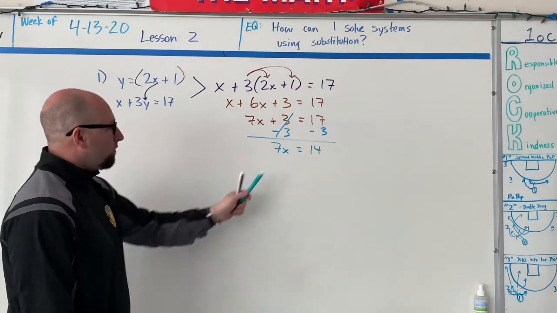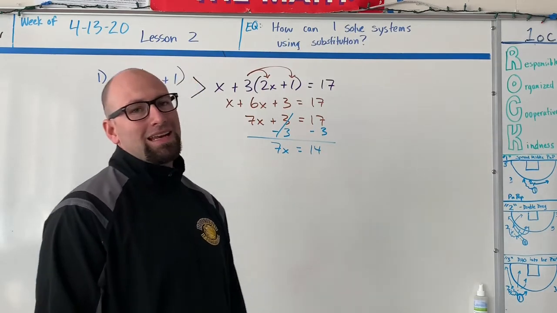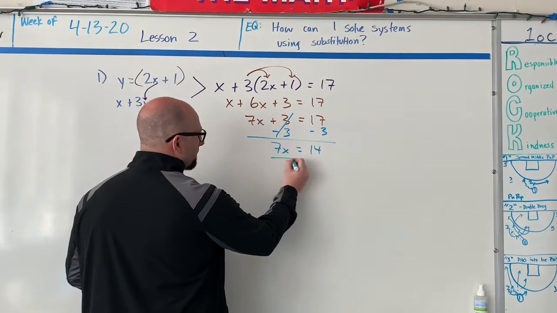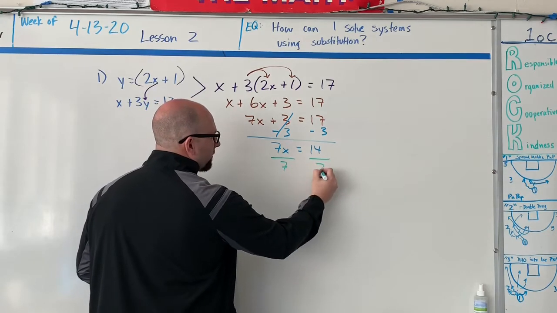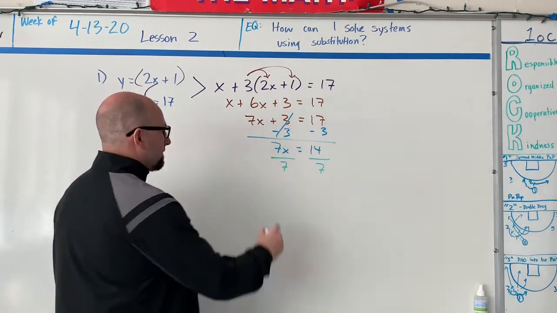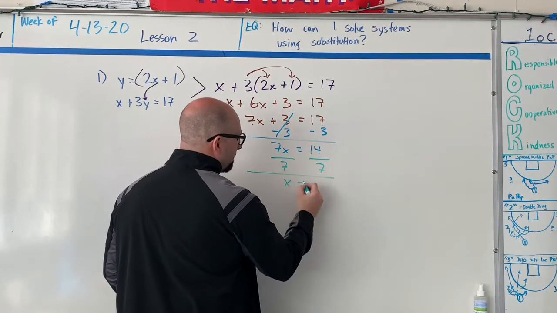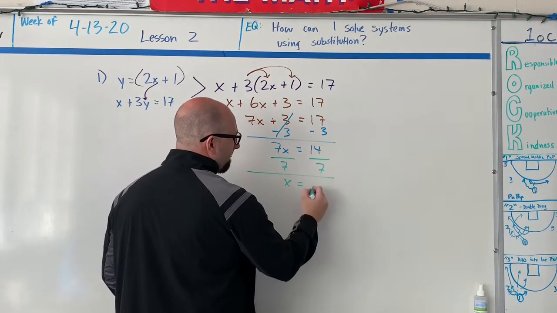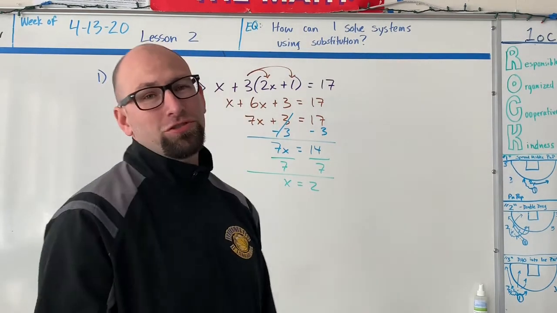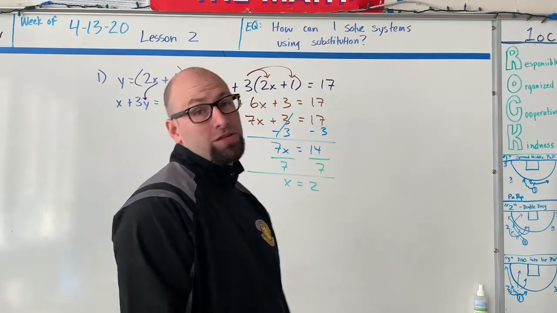Now we want to make that 1x instead of a 7x. So we're going to divide by 7. Whatever you do to one side, you have to do to the other. 7 divided by 7 equals 1. 14 divided by 7 equals 2. So x equals 2. So our point of intersection, our solution, the x coordinate, is going to be 2.